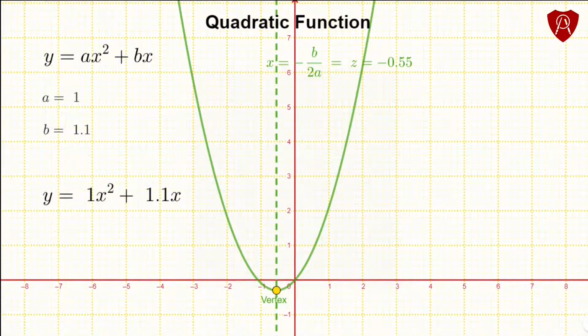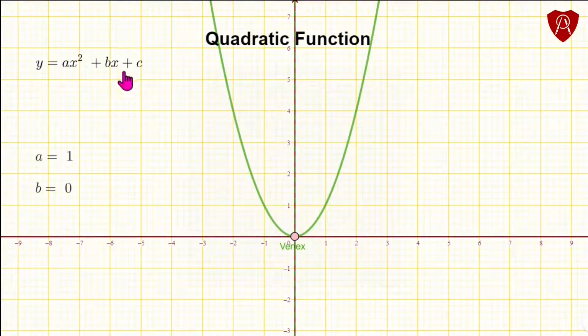Are you still following the story? I hope it's all making sense. Just one final actor now. We now introduce c, a constant term, to the right side of the expression. It now reads y is equal to ax squared plus bx plus c.